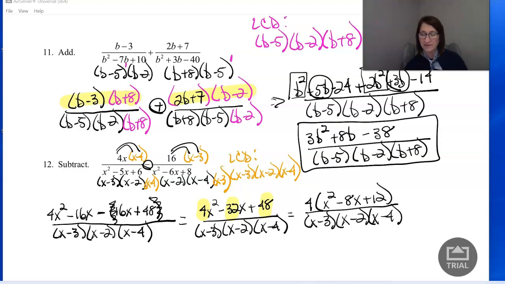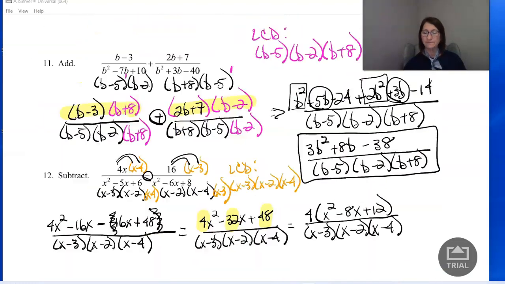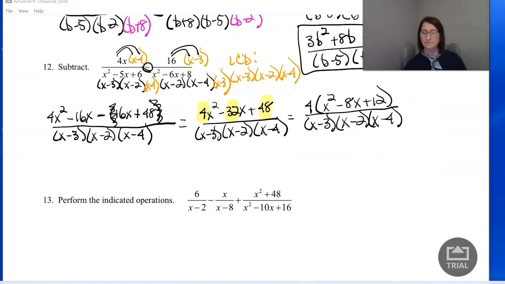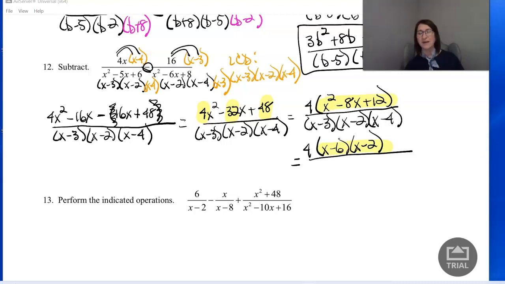So this is going to be 4 times x minus 6, x minus 2. So that trinomial can factor down to x minus 6, x minus 2. In the denominator, I still have x minus 3, x minus 2, x minus 4.